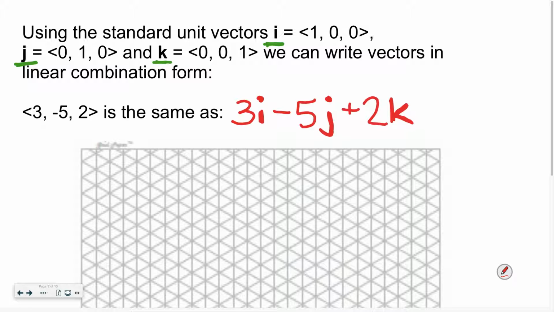Okay, and remember the i, the j, and the k are always bolded, because they represent a vector. i is the vector 1, 0, 0, j is the vector 0, 1, 0, and k is the vector 0, 0, 1.